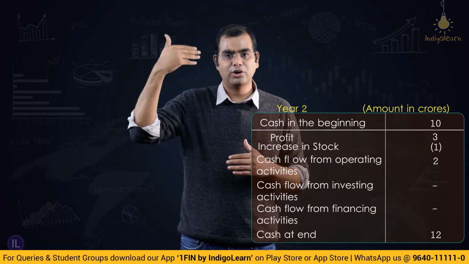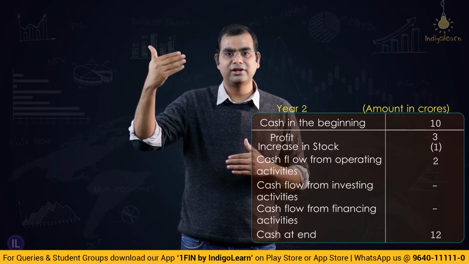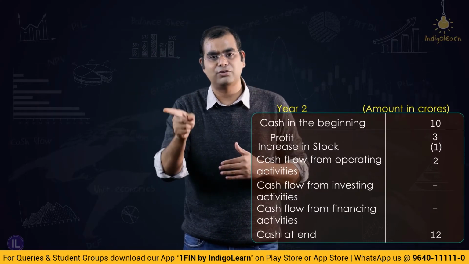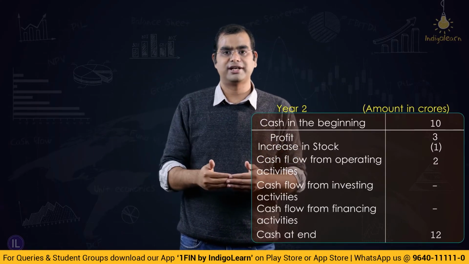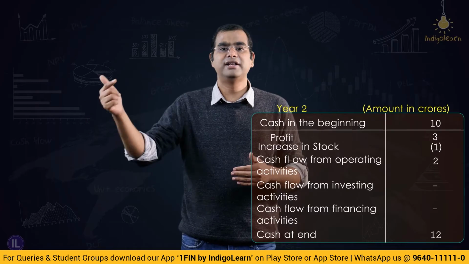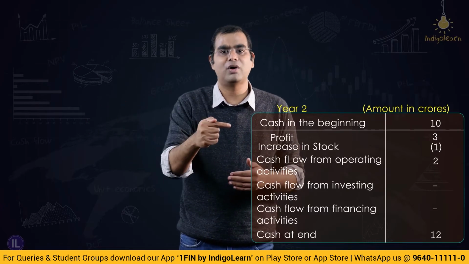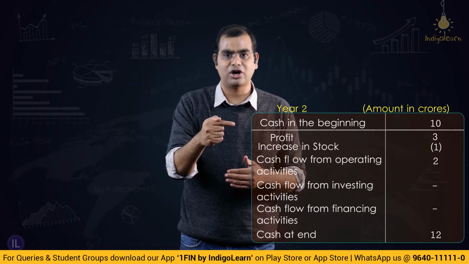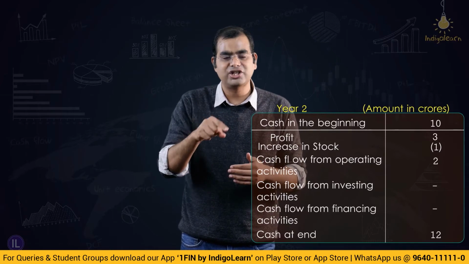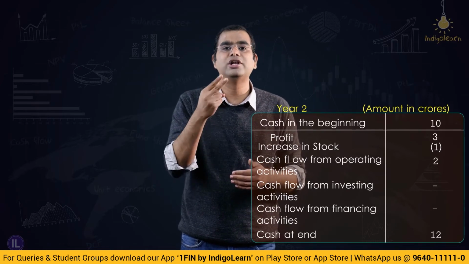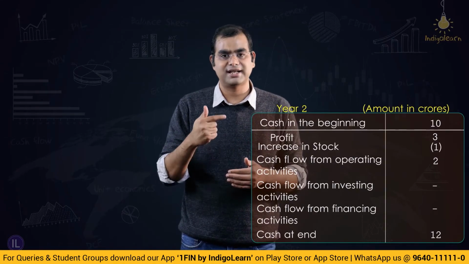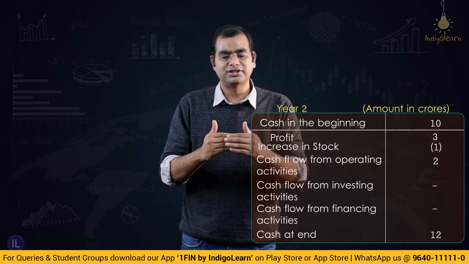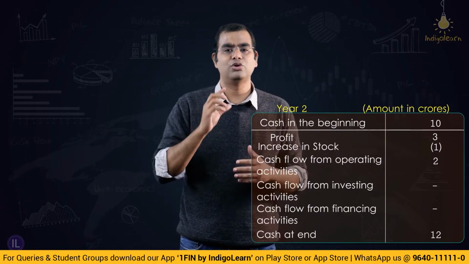So the 3 crores you earned as profit, out of that 3 crores, you have 2 in the form of cash, and 1 you used to buy stock, right? So in your cash flow statement, you have to reflect that 3 crores is my profit minus 1 crore, which I have used for buying stock, and hence my cash generated from operations for this period is only 2. 3 profit minus 1 stock which I purchased, which is lying with me as closing stock. So the cash generated from operations is only 2.